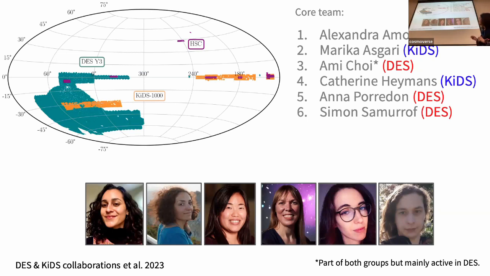These pictures you're seeing are the people who led the analysis. The paper is a DES and KiDS collaboration, because we're using the same data that loads of people have been working on for many years. But the analysis is done by these six people mainly. You can see who's in DES and who's in KiDS, and Alex and Ami are also officially in KiDS, although they haven't been really active in KiDS recently.